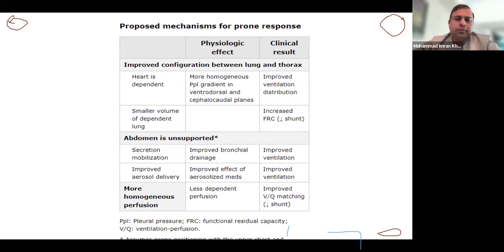Similarly, there is a smaller volume of dependent lung, which increases the FRC and decreases the shunt. Like I said, if the abdomen is uncompressed, then it improves the bronchial drainage, improves the ventilation, also improves the effect of aerosolized vents, and improves ventilation. There is a more homogeneous perfusion, less dependent perfusion, which basically improves your VQ matching and decreases the shunt that happens in the supine position.